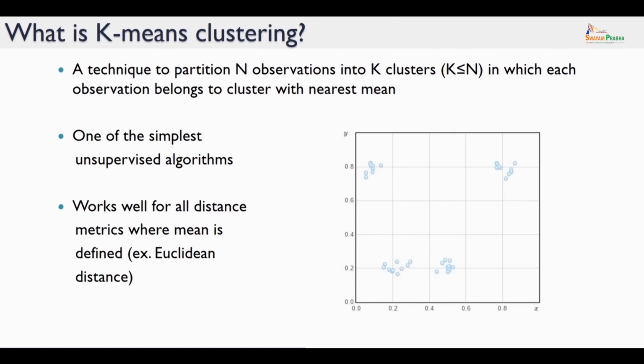K-means clustering is a technique that you can use to cluster or partition a certain number of observations, let us say n observations, into k clusters. The number of clusters, which is k, is something that you either choose, or you can run the algorithm for several k's and find the optimum number of clusters that this data should be partitioned into.